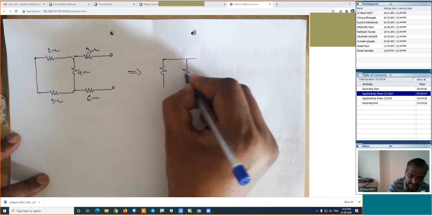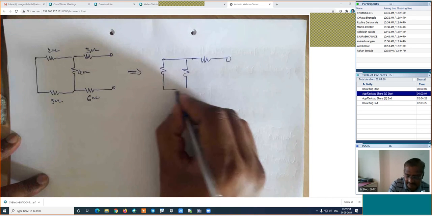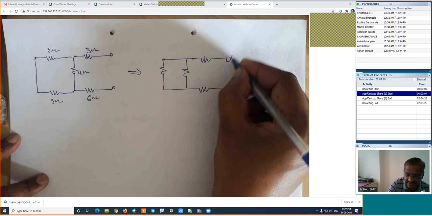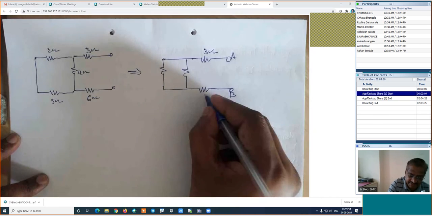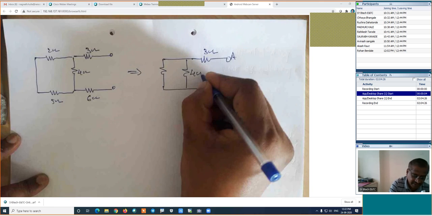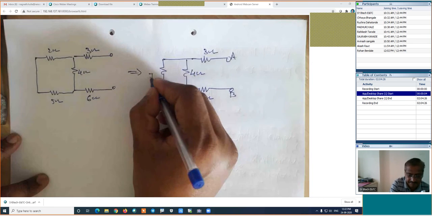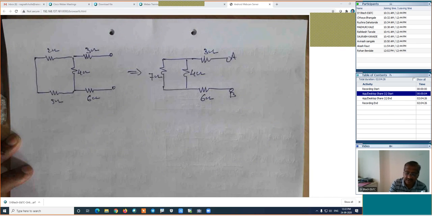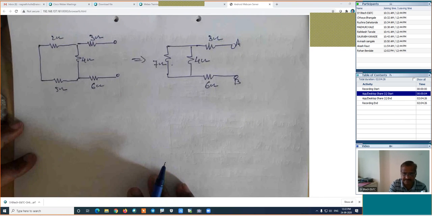There is the resistance. This is the next, and this will be the next figure. It is A point, this is B point. This is 3 ohm. It is 6 ohm. This value is the 4 ohm. And its series combination will be 5 plus 2, that is 7 ohm. This is right.